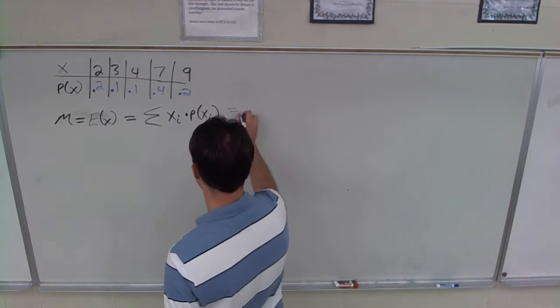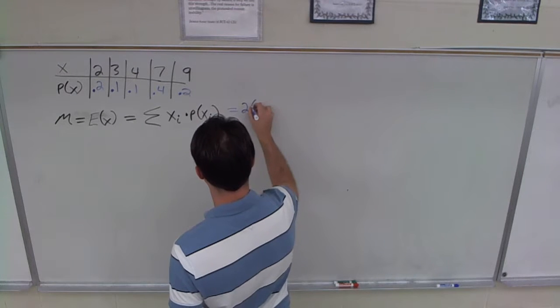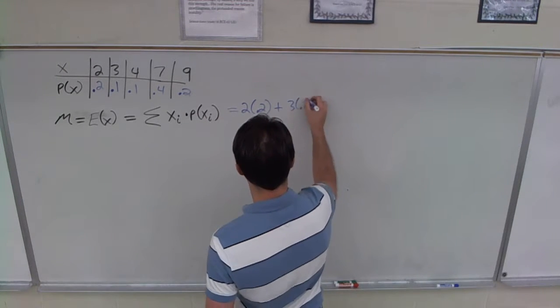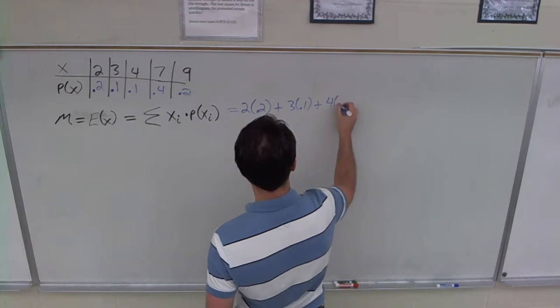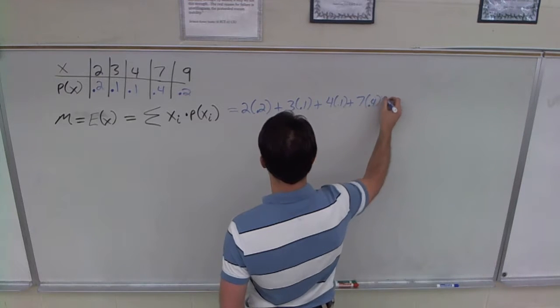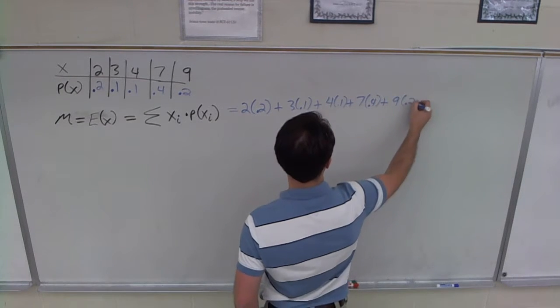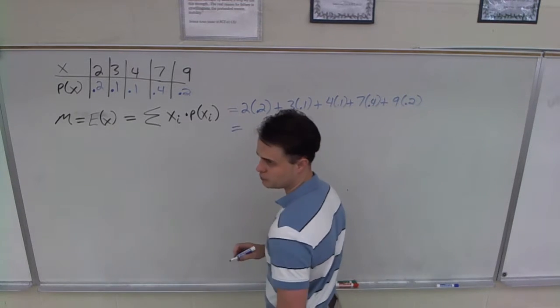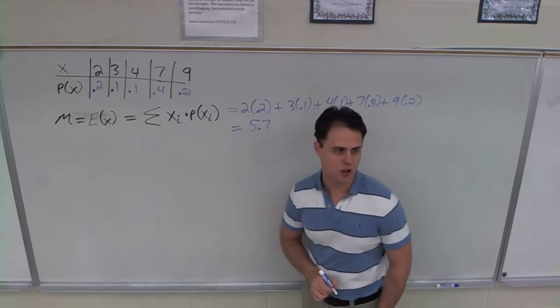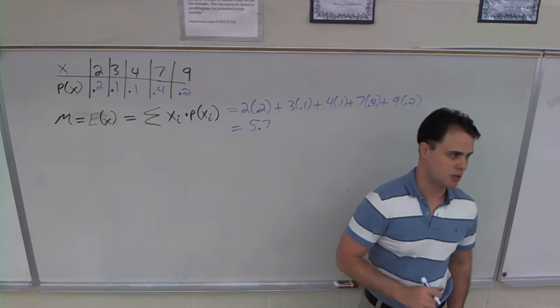How do you do this by hand? Well, you do each one. First x is 2, 20% chance of that happening. Plus 10% chance of 3, plus 10% chance of 4, plus 7 has a 40% chance, 9 has a 20% chance. What did I get? 5.7. That's the expected value of this random variable, whatever it's measuring.